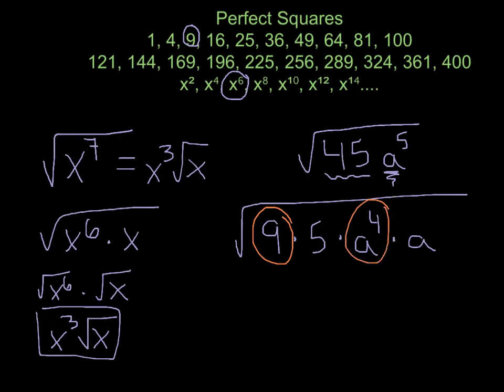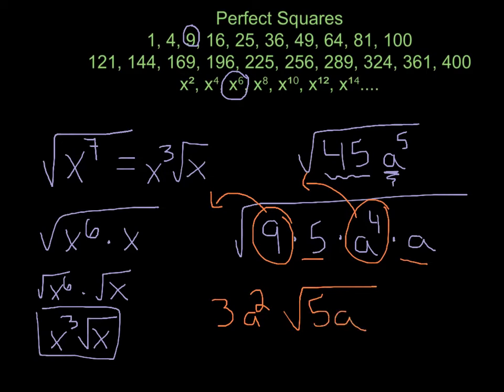And when I square root 9, I get 3. So you're going to have a 3 that comes out in front. And then the square root of a to the 4th, cut your exponent in half, so it's a squared. They come out, but this 5 and the a stay underneath the square root. So 3a squared times the square root of 5a.